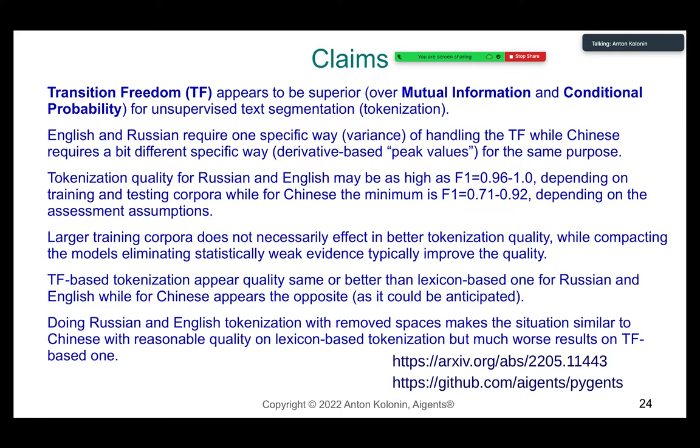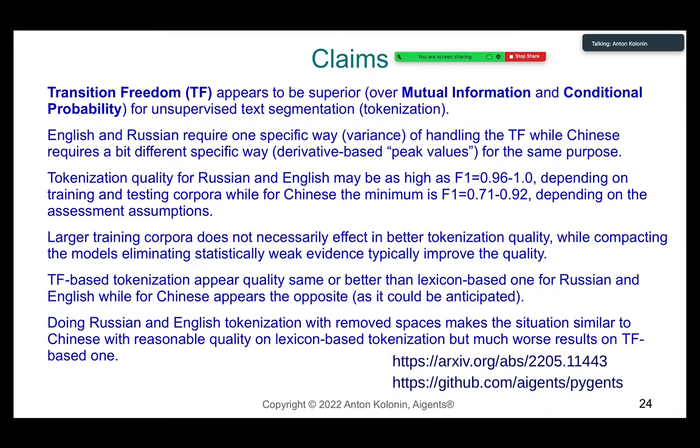That was also confirmed by the fact that if we try to compact the model, pruning the statistically low-expressed links between the words and n-grams transitioning one to another, we were improving the tokenization quality. We have also found that if we consider this approach to be practical, applying transition freedom based tokenization to tasks like tokenization of streams of characters for natural language processing, it appears even better sometimes than lexicon based.